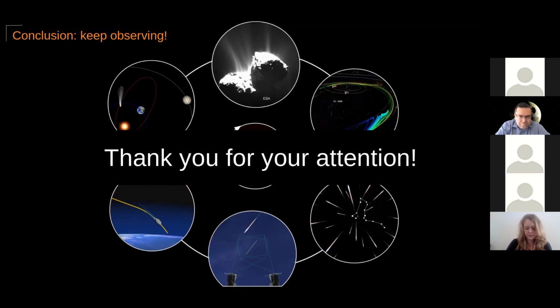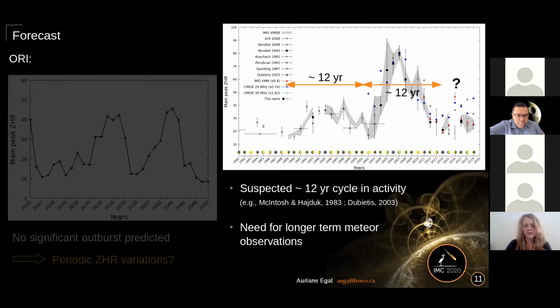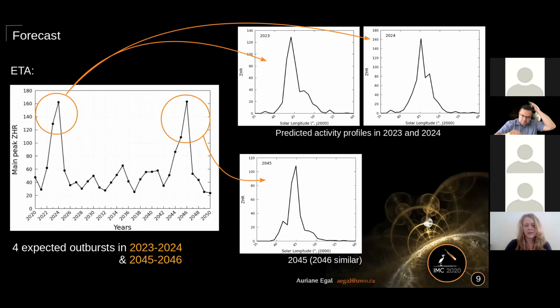Auriane, about the 2023-24 outburst of the Eta-Aquariids that you predict, what will be the shape of the profile? Will it be that just the overall level will be higher by a factor of 2, or do we have a narrow peak at some definite time? Yeah, this is what I guess. So the peak is quite large, but it's at the usual expected time for the Eta-Aquariids, around 45 degrees in solar longitude, and this is what I have.